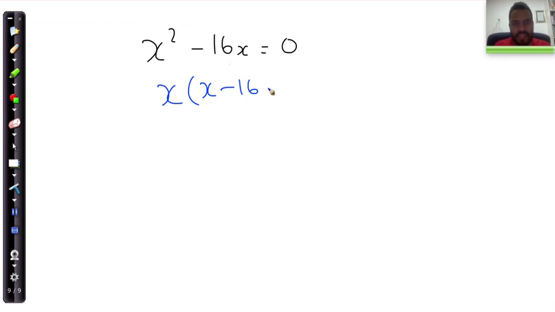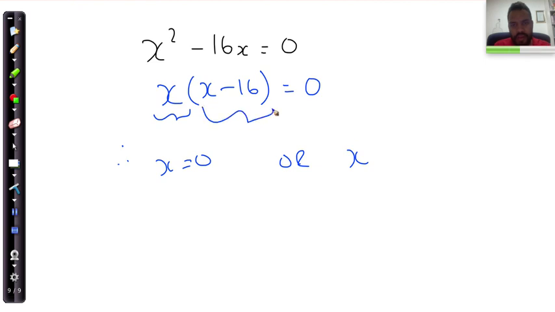Negative 16 times x will give me the negative 16x. And therefore, either this is x equals to 0, or this over here, which is the second part, x minus 16 is equal to 0, and therefore x is equal to positive 16. Okay. And that's example number 4.